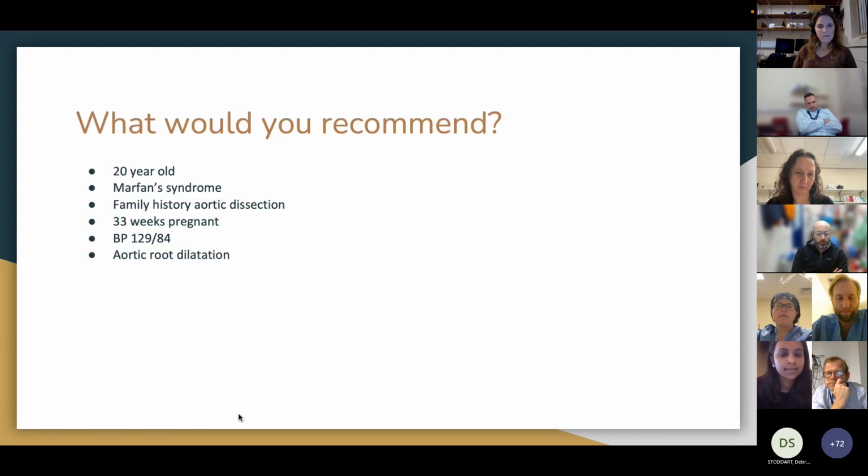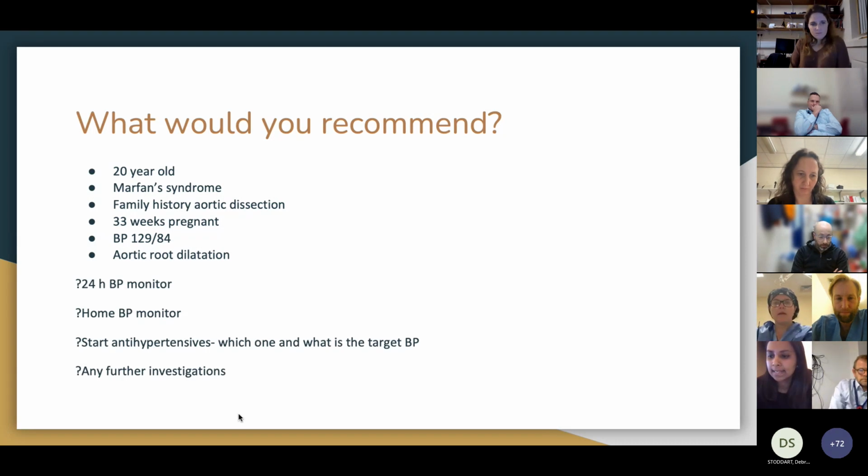So in summary, this is a 20-year-old lady who's known to have Marfan's, a positive family history of dissection, who's presented at 33 weeks gestation with a blood pressure of 129/84 and progressive aortic root dilatation. At this point in time, would you consider doing a 24-hour blood pressure monitor? Would you recommend a home blood pressure monitor? Would you start any antihypertensives, and which one, and what would be your target blood pressure? And are there any other investigations that you would recommend at this point in time?